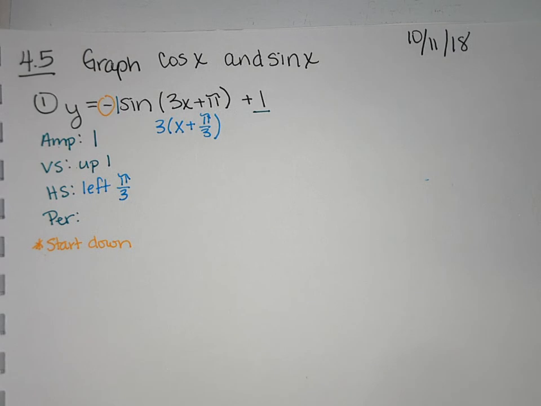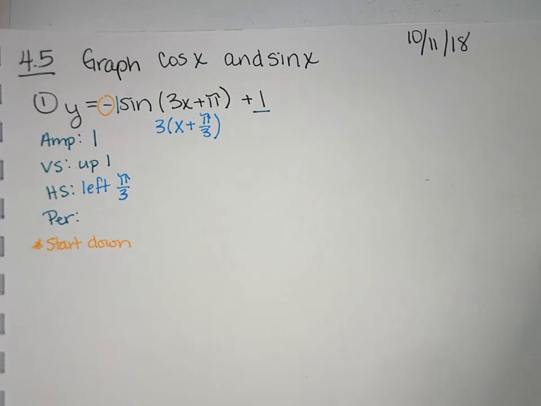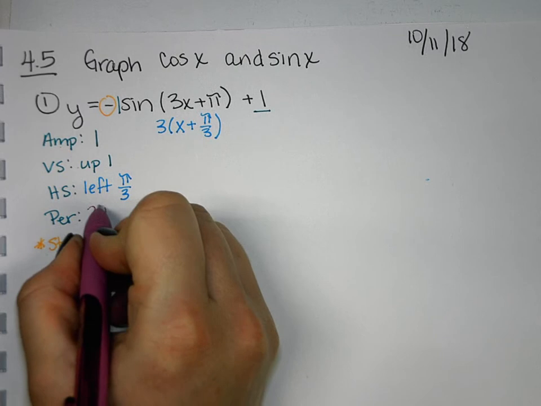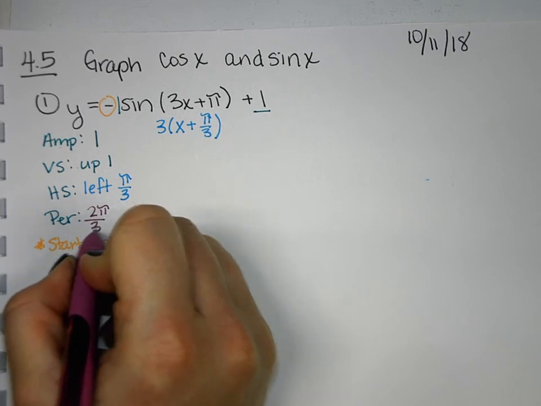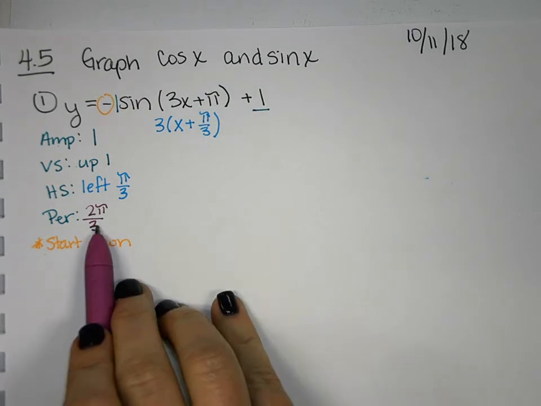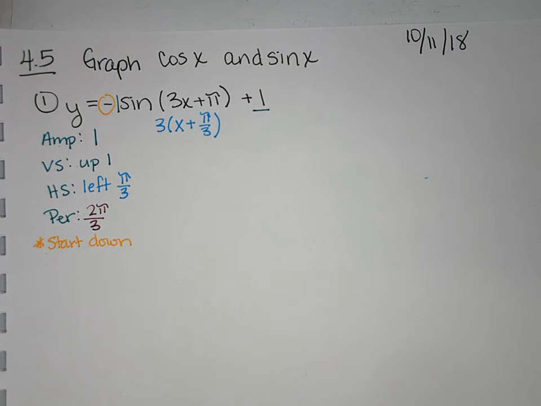And then for our period, our b term is this one right here. So when we go to find our period, we do 2 pi divided by 3, which means the entire length of our graph from start to finish will be a length of 2 pi over 3. Okay, so these are all of our transformations.